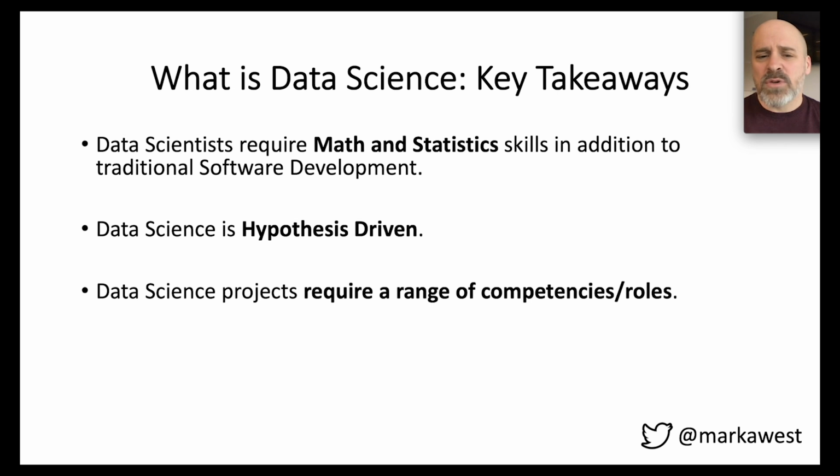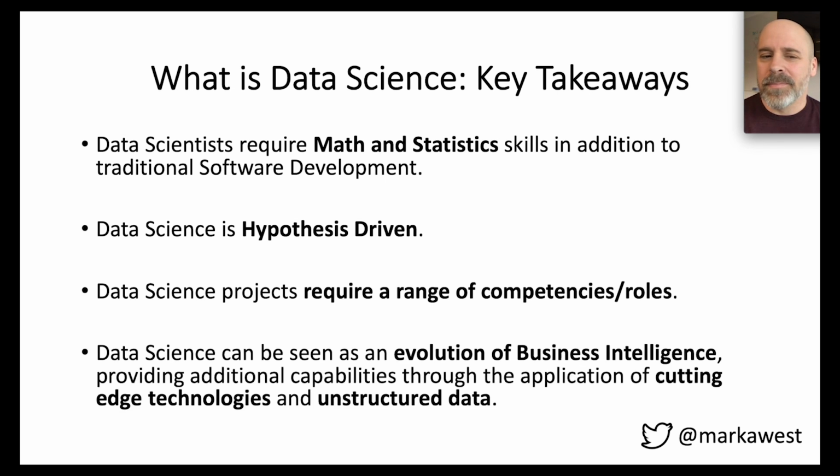Data science projects require a range of competencies and roles. So, they require more than just a data scientist. You need a data engineer, you need a visualization expert, you need a process owner. And it is possible for one person to take on more than one role. So the data scientist can also be a good data engineer. They are around, they're difficult to get hold of, but they can be found. And then finally, data science can be seen as an evolution of business intelligence. It's the next step. It provides additional capabilities through cutting-edge technologies like machine learning and unstructured data.